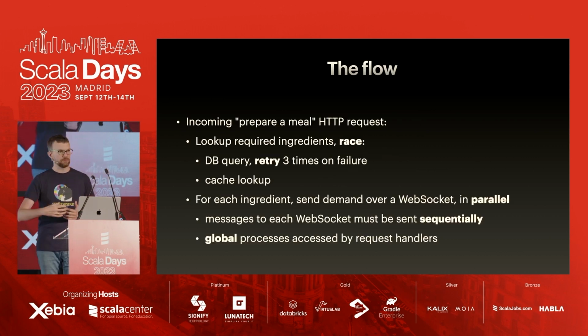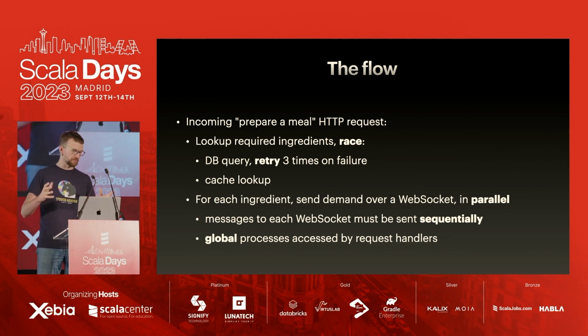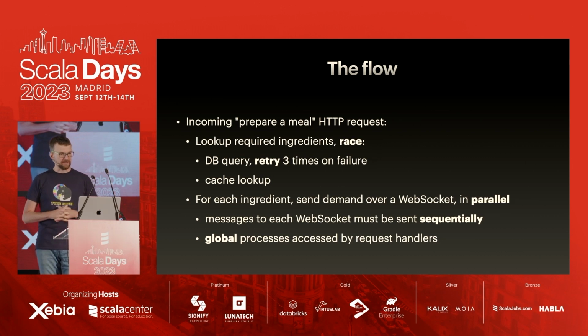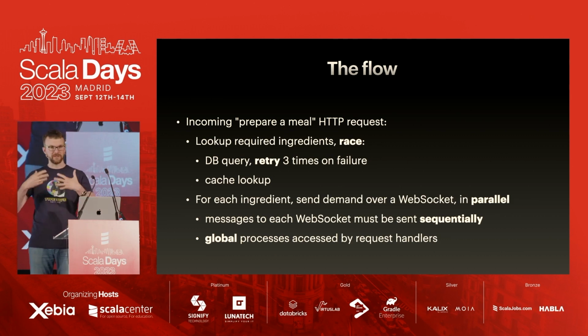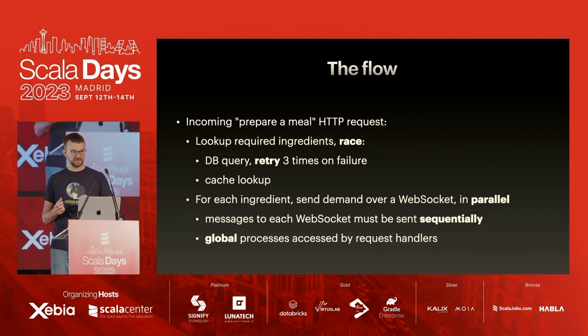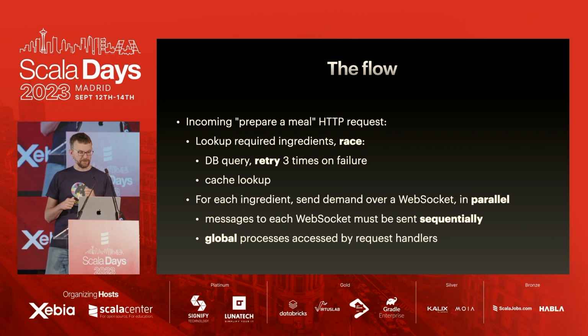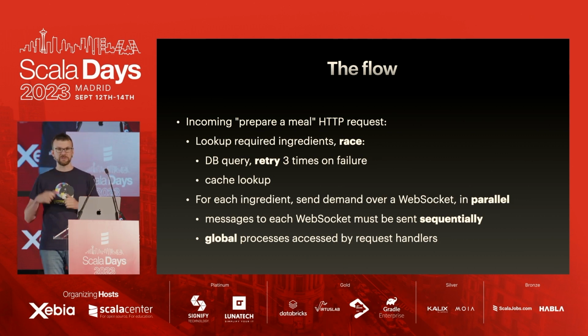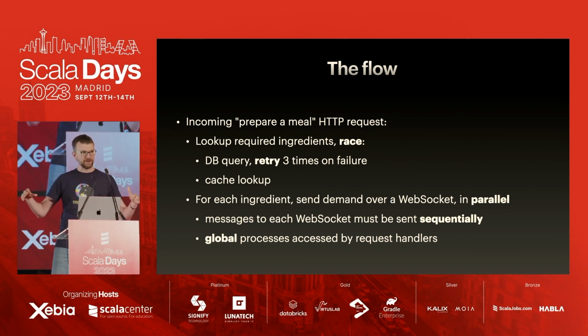So the flow of the requests that we will want to model in our code is the following. So there will be an incoming HTTP request that is going to be prepare me a meal. And first of all, when we prepare a meal, we want to look up the required ingredients. So we will race two computations. Race meaning that the faster one wins, right? And we are doing that because of user experience. So we will race one computation which is looking up the ingredients in a database, and we want to retry that 3 times in case of some connection errors. And the other will be simply a cache lookup, right? So we've got some concurrency going on here, and then for each ingredient that we find that constitutes the given meal, we want to send demand over a WebSocket. So these WebSockets are global processes which span our whole application.